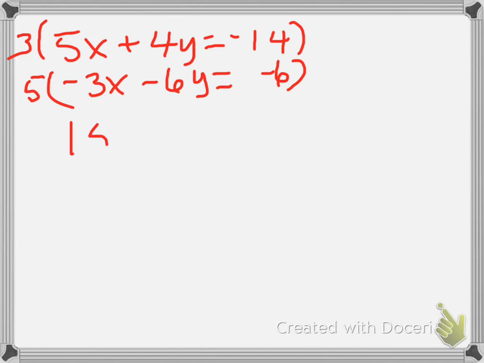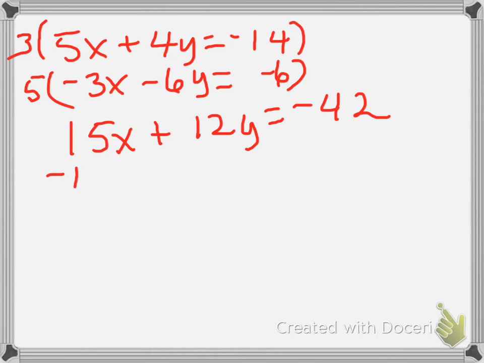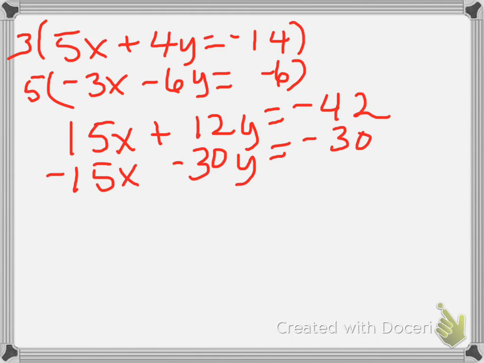So I'm going to have 15x, I'm just multiplying everything by 3 in the first equation, plus 12y equals 3 times 14, hold on, that would be 42, that would be a -42. Now I'm going to do the bottom one, multiplying by 5. So now this is a -15x, and this is a -30y equals a -30. I multiplied everything by the 5. Now we can eliminate. Now we can do our elimination here.